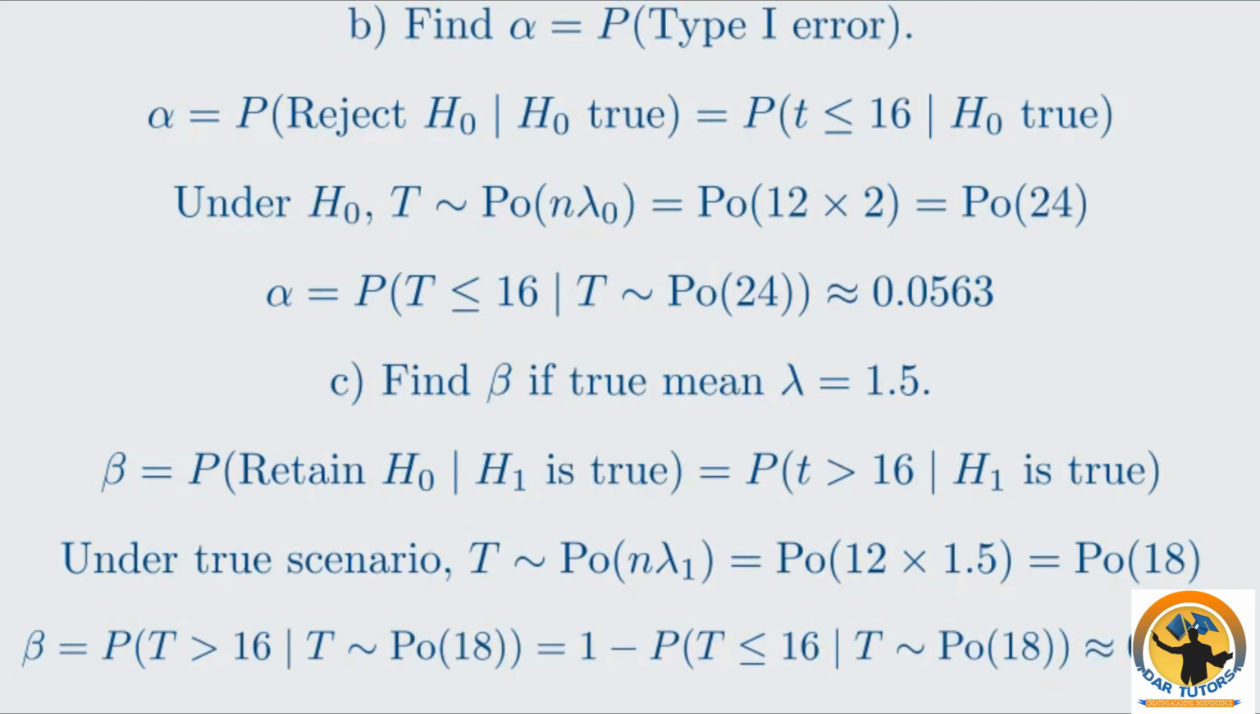This is the same as 1 minus P(T ≤ 16). Using a calculator, this probability is 0.6249. This is the probability of a type 2 error. The corresponding power of the test would be 1 minus 0.6249, which is about 0.3751. So you can see that the underlying distribution of the test statistic changes, but the process of finding alpha and beta remains the same. Identify the critical region, then calculate its probability under the null and true distributions respectively.